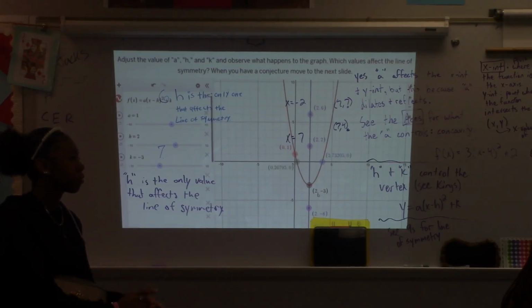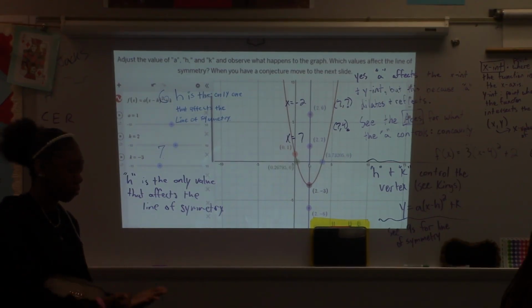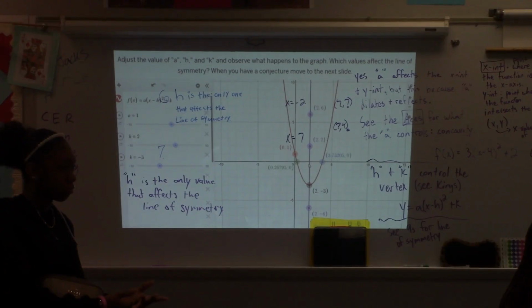That's why that's happening. That's also why the line of symmetry changes like it does, because a vertical line can only be moved which directions? Left and right. A vertical line, you can't really move it up and down, it would still be a vertical line, but it can move left and it can move right, which is going to cause it to change. So it's only h that changes it left and right.